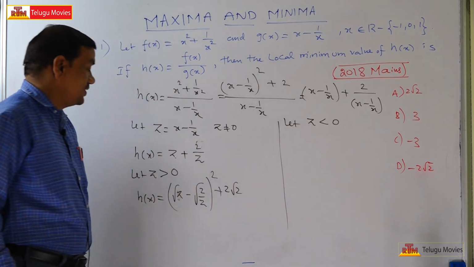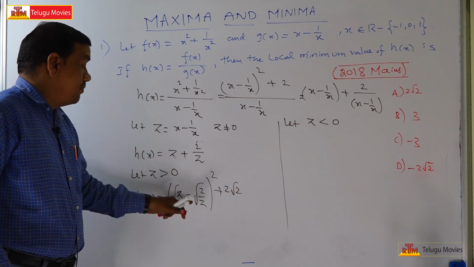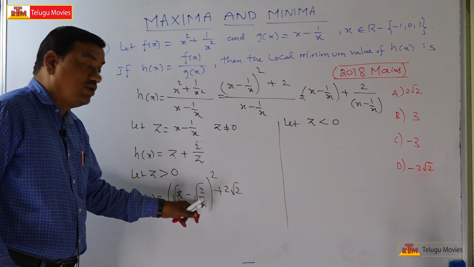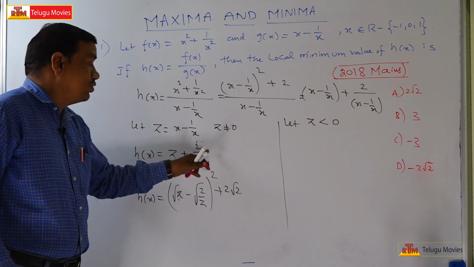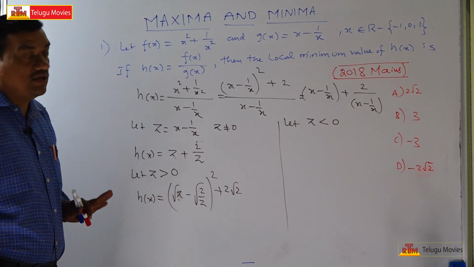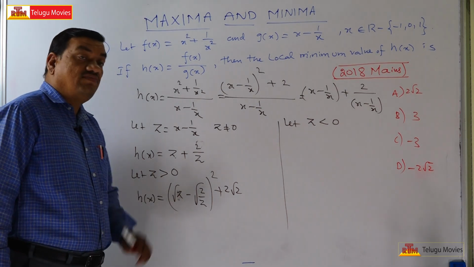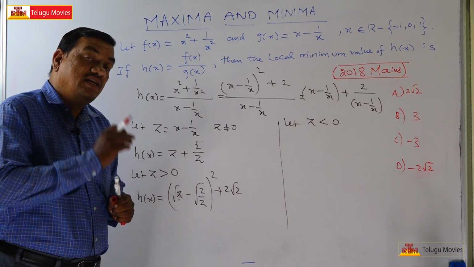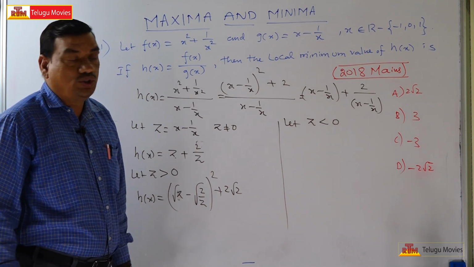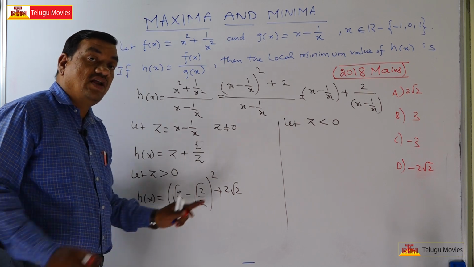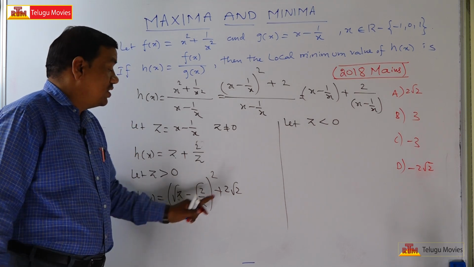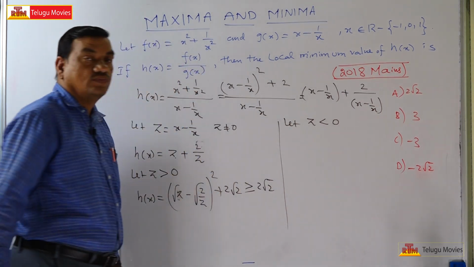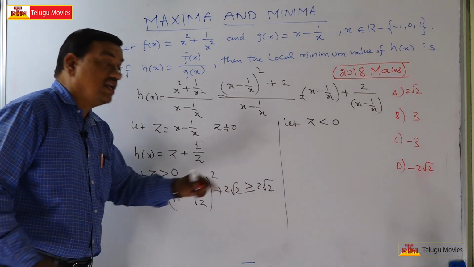Can I write it like this? See here, a square plus b square will come, minus 2ab, that means minus 2 root 2 will come, and minus 2 root 2 plus 2 root 2 will get cancelled. If you observe, this value, root z minus root of 2 by z whole square, is either 0 or more than 0, that is sure. That means this value is always greater than or equal to 2 root 2.